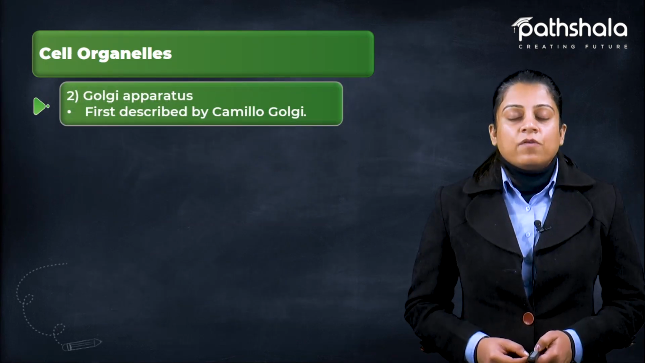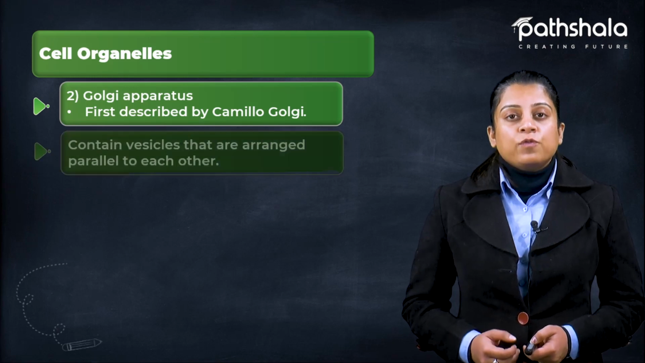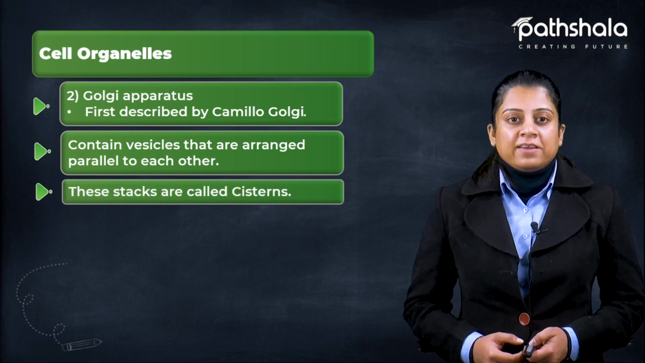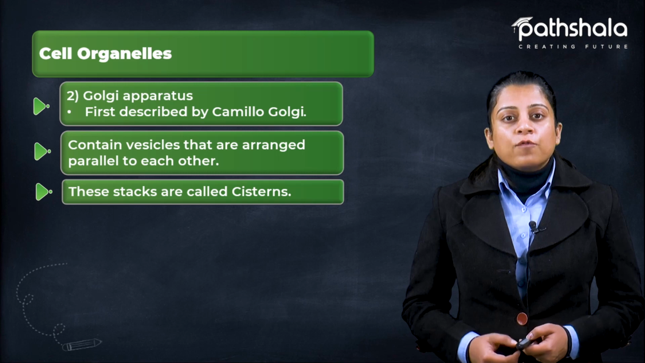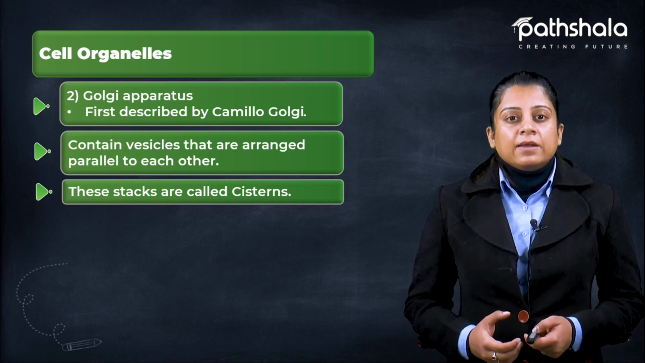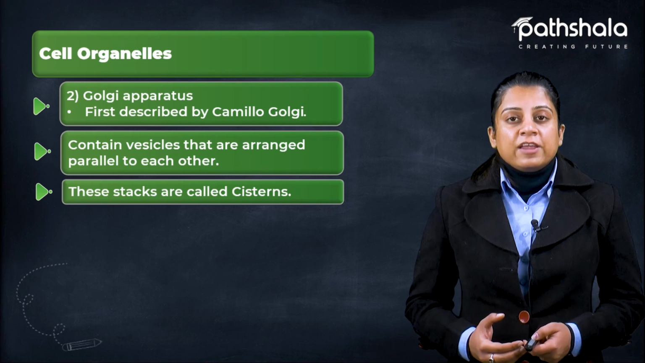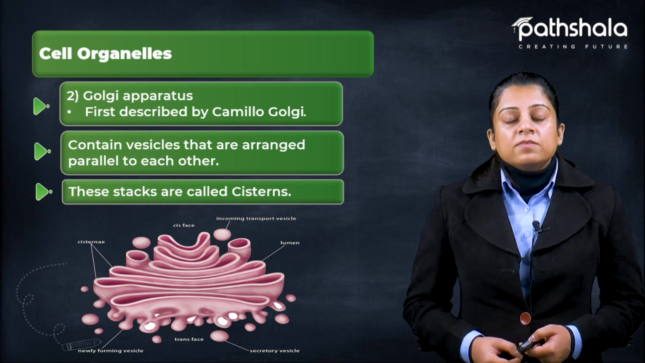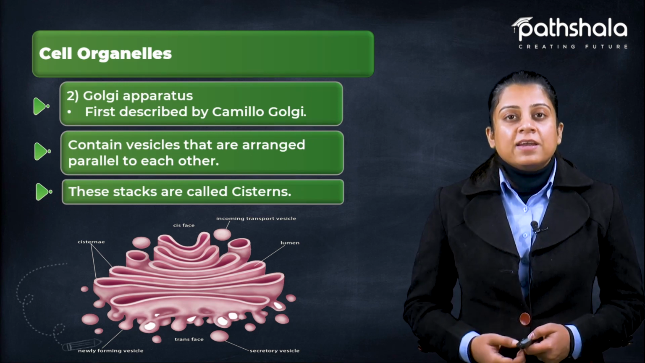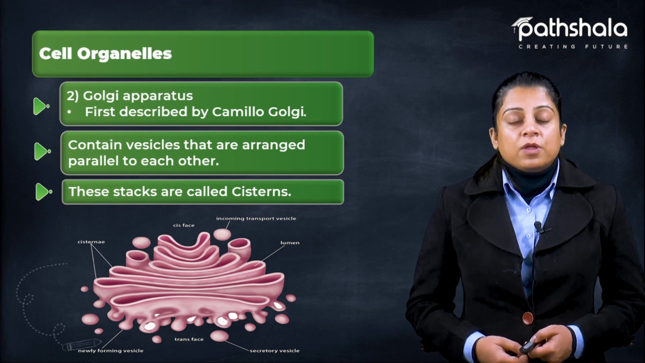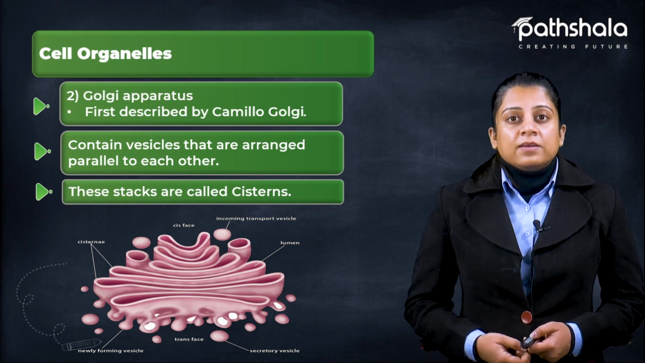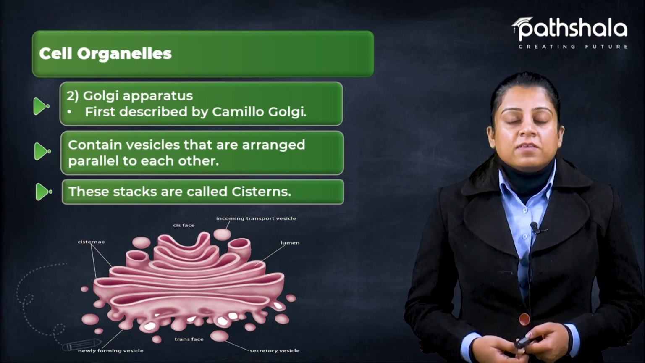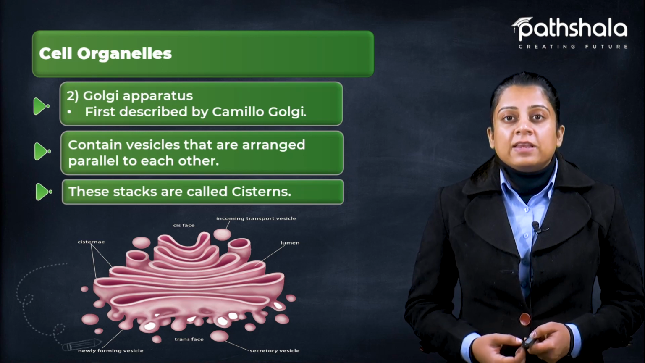The next important cell organelle is Golgi apparatus. It was first described by Camillo Golgi, and that's why it is known as Golgi apparatus. The Golgi body consists of membranes containing vesicles which are arranged parallel to each other, and these stacks are called cisternae. In plants, these Golgi bodies are freely suspended and they are known as dictyosomes. Golgi bodies are absent in mammals in particular cells, that is mature sperm cells and RBCs. They are even absent in blue-green algae.